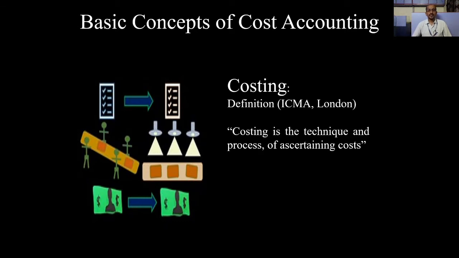concept is costing. Again, ICMA London has defined what is meant by costing. Costing is the technique and process of ascertaining the cost. Suppose in an MCQ there is a question, the costing is dash dash. You may find options such as technique and process, or they may give certain other words for this. But it is a technique and process by which you can ascertain the cost. That is one of our objectives, ascertainment of cost. We can do that with the help of the technique or process given in costing.